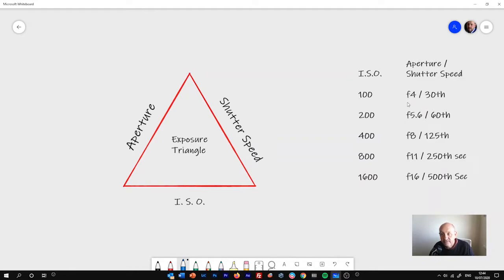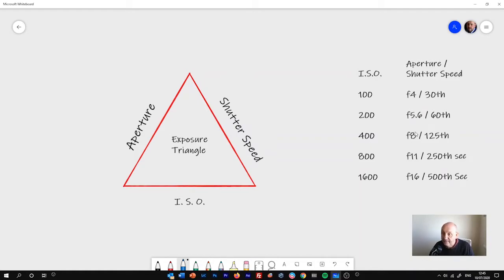It's not brighter or darker than it was at 100, it's the same. But what's happening is you've got a slightly smaller aperture and a slightly faster shutter speed. At 400 ISO, we've now got an aperture of f8 and a shutter speed of 125th of a second. So a middling aperture and a reasonably fast shutter speed. At 800, again, a smaller aperture, one stop smaller, f11 at 250th of a second, and at 1600, f16 and 500th of a second.